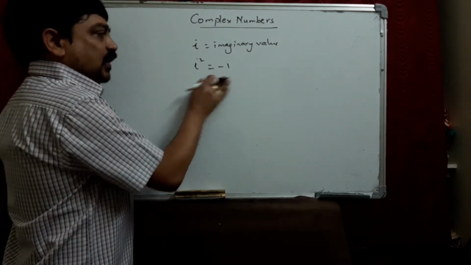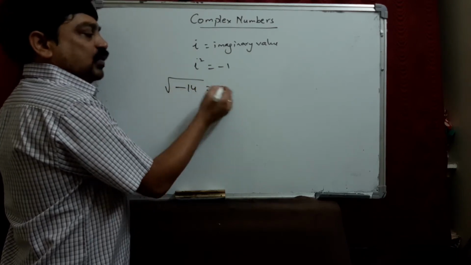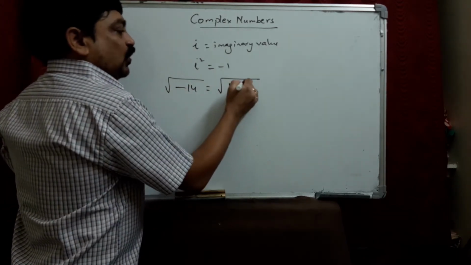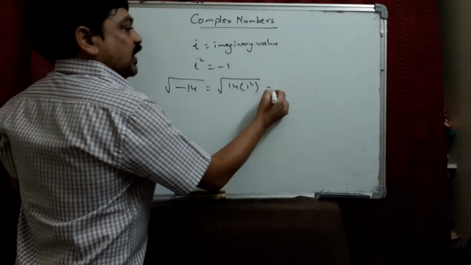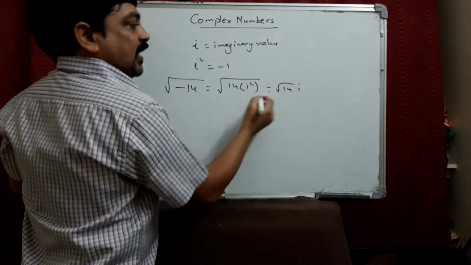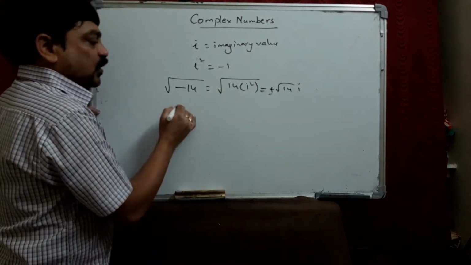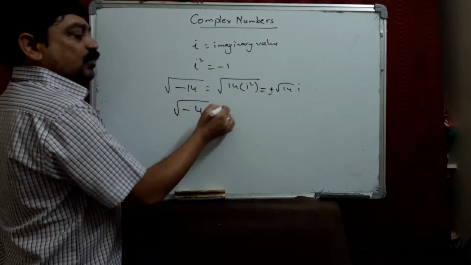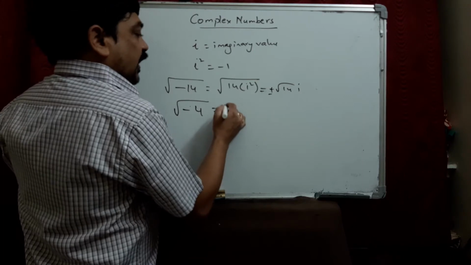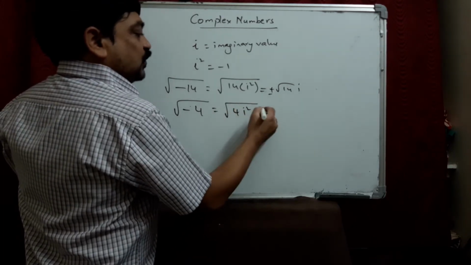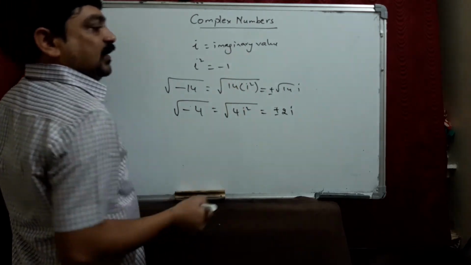With the help of this value, what do we do? Suppose you are asked to find root of minus 14, we write this as root of 14 into i square, because instead of minus 1, we write i square. It becomes plus or minus root 14 i. Suppose you want root of minus 4, we don't know the value of root minus 4, we know the value of root 4. Then we write it as root of 4 into i square, so it becomes plus or minus 2i.